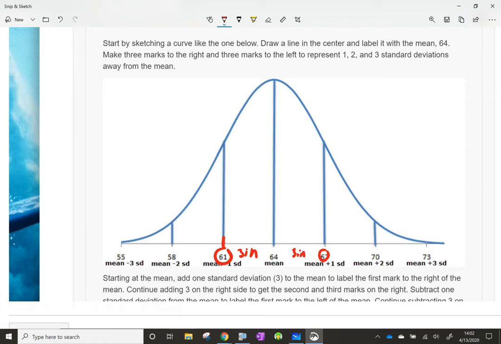So standard deviation is 3 inches, means that each standard deviation is going to be 3 away from the next. So 67, 70, 73, right? And same thing on both sides, the left and the right. So one standard deviation to the left would be 3 inches smaller than 64. 2 standard deviations to the left would be another 3 inches smaller than that. So that would be 6 inches from the mean in total. It's 3 inches and 3 inches.